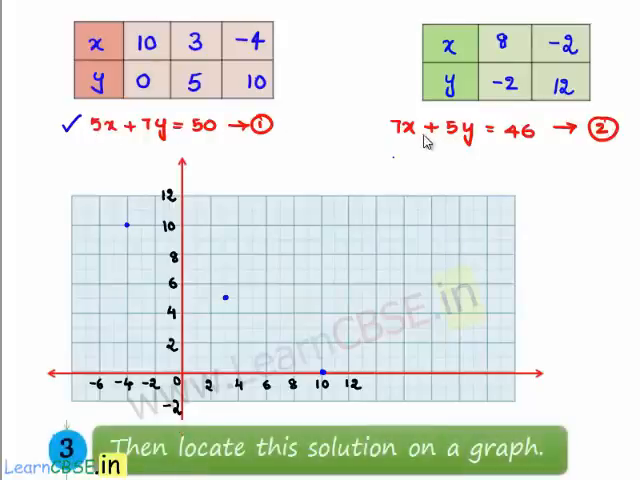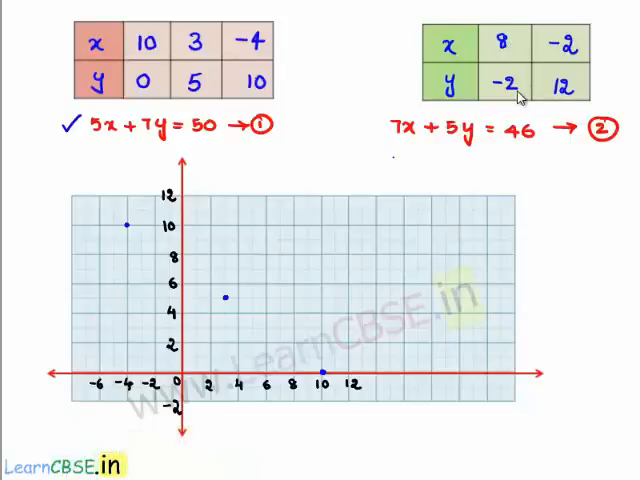And the second equation is 7x plus 5y is equal to 46. So the first point of the second equation is 8, minus 2. So this is 8 and this is minus 2. So the 8, minus 2 will be this one. And the next point is minus 2, 12. On x-axis we have minus 2 and on y-axis we have 12. So the point minus 2, 12 is this one. So if we join these two green points, we get the straight line 7x plus 5y is equal to 46.